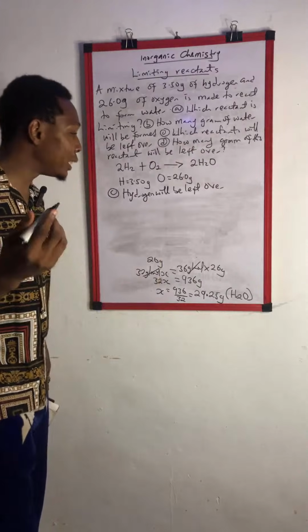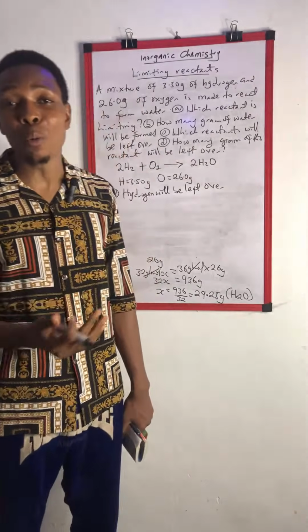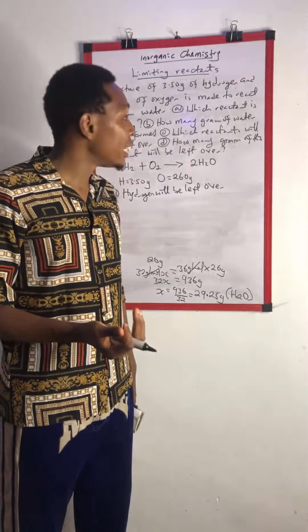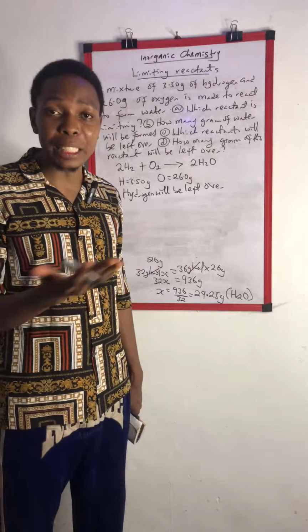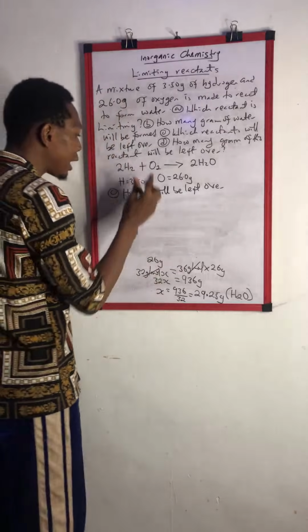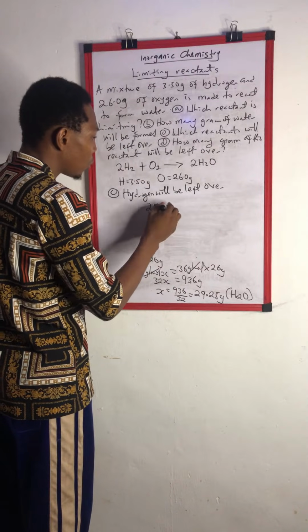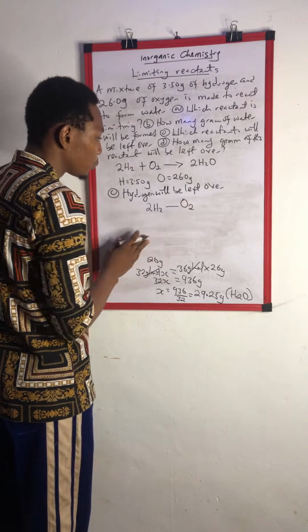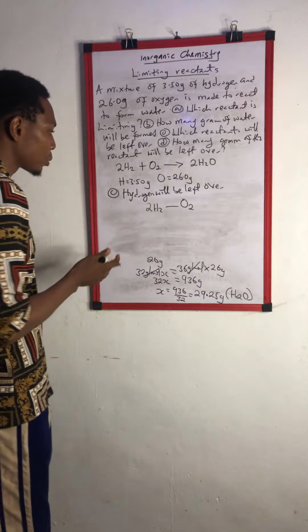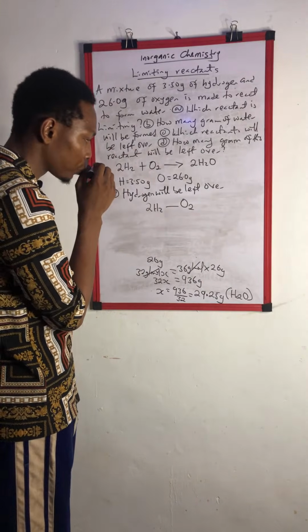For you to work with that, you are still working with the limiting reagent. That is, the limiting reagent is very, very important in mass relationship in chemical reaction. So this time around, we are working with 2H2 and O2. We are asked, what is the mass of this that will be left over?